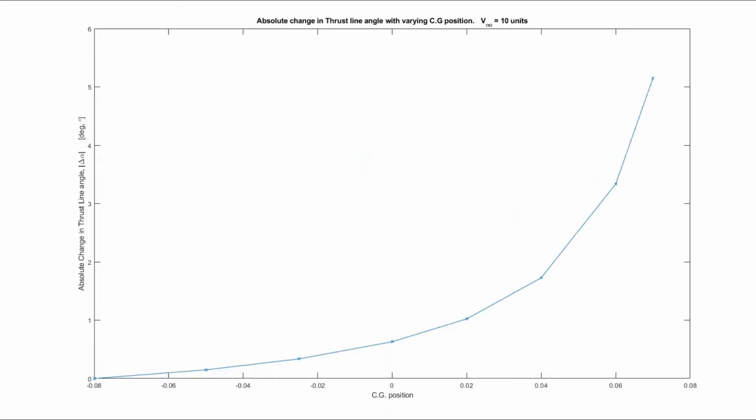The pilot of the Albatross should bear in mind that the further the CG position is moved back, the higher the absolute change in thrust line angle is. So the difference between alpha at zero thrust and alpha at full max thrust. We also found that by moving the CG position really far forward, to minus 0.08, there is a very negligible change in the thrust line angle when going from zero thrust to full thrust. But because the CG position is so far forward, it makes it very hard to maneuver, so it's not worth putting it there.